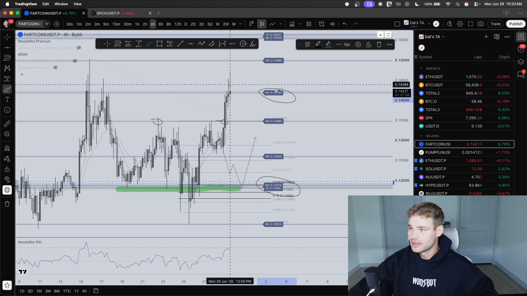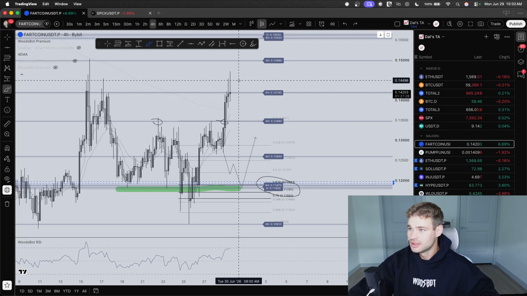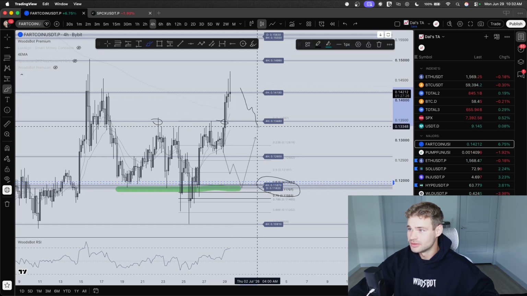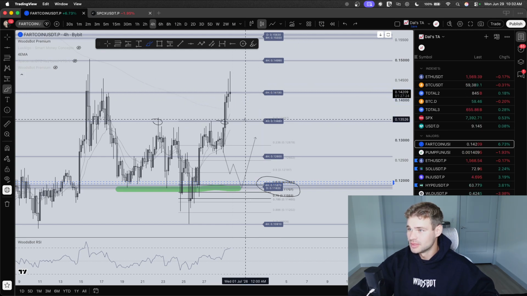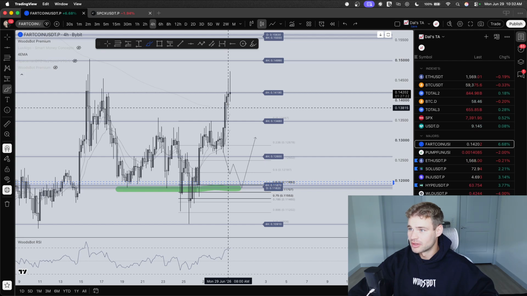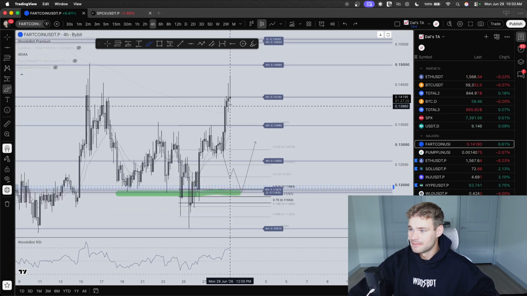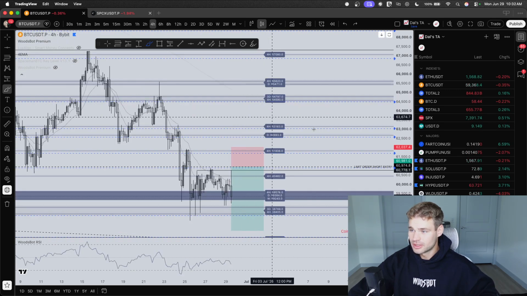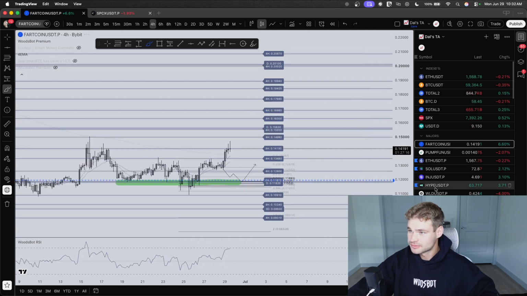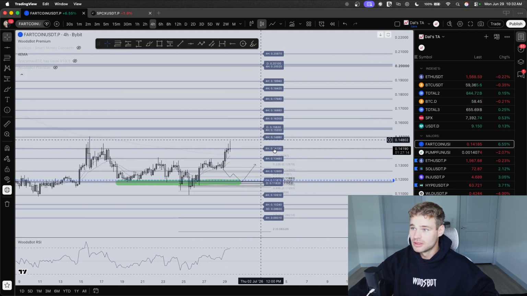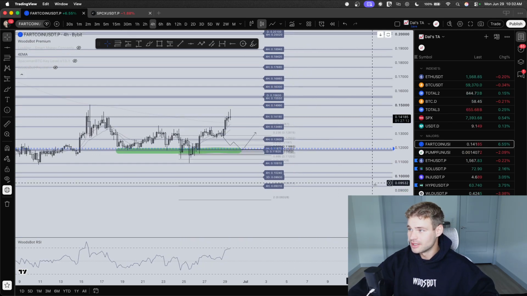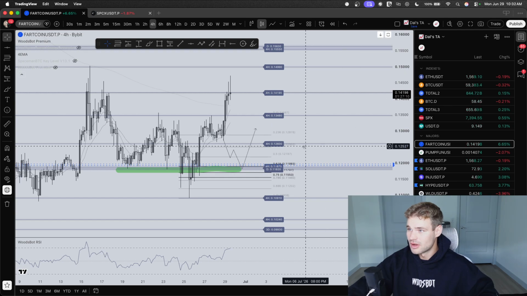This right here, if we get a 4-hour closure, we have an hour 27 minutes. If we get a 4-hour closure under here, we're probably going to go back down to 13,480. This is something that I would be monitoring. Okay, so if we are in a short zone on Farcoin, let's take a look and see if we can find a long zone, our Lux long trigger.